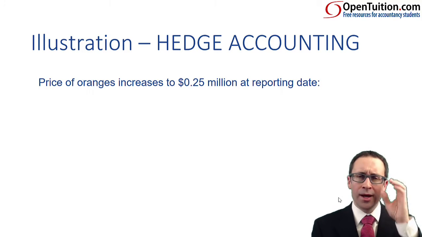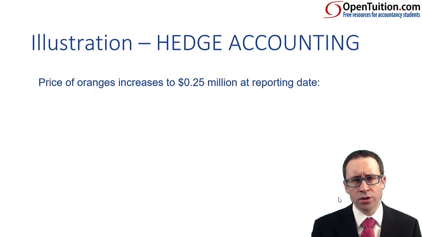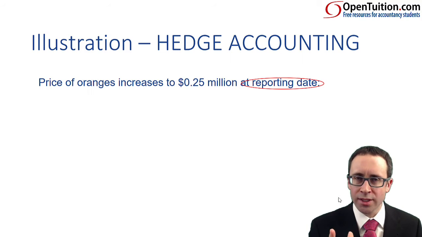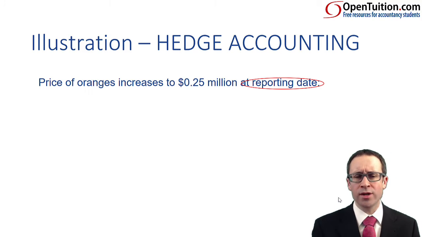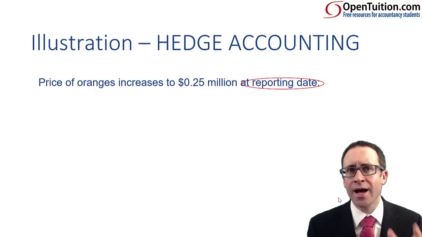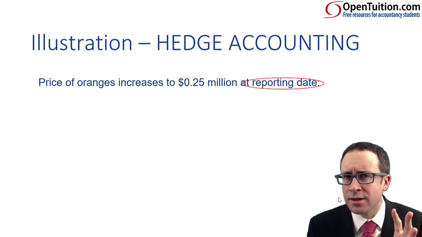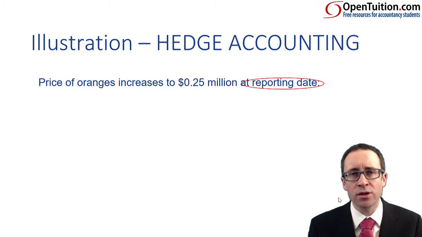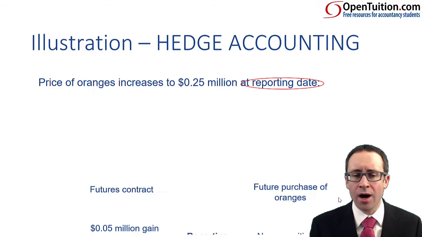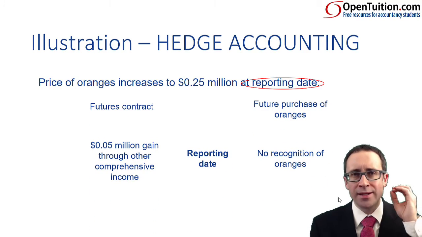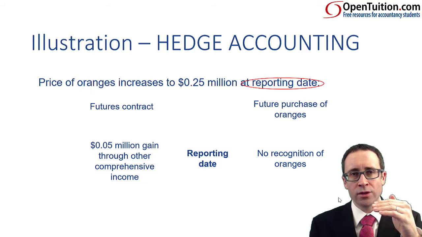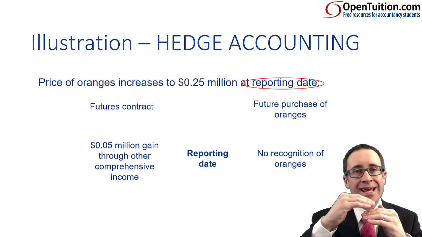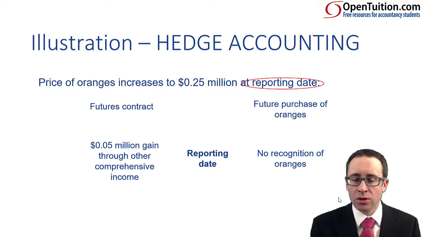We just left it, didn't we? We had $0.2 million as what we'd entered into the futures contract for those 1 million oranges. Here, we're going to look at what happens at the reporting date if the price has increased to $0.25 million. So the price has risen. We haven't bought the oranges yet, but there's a movement on the value of the futures. We've placed a bet on the price going up, so we are winning our bet. There is a gain. It was previously at 0.2, it's now at 0.25, so we've made a gain of $0.05 million.